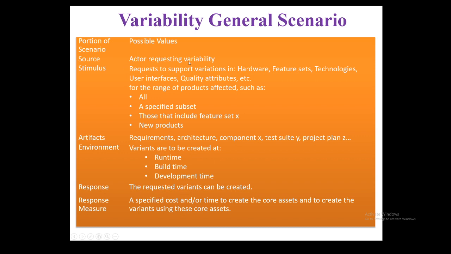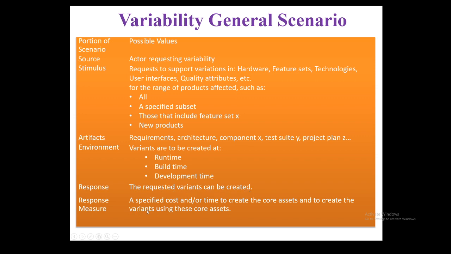According to that, here the source will be the actor requesting the variability. The stimulus should have variations in hardware, feature sets, technologies, user interfaces, like that. Artifacts tell about the requirements, architecture, component, test suite, and the project plan. Environment: the variant could be created at runtime, build time, or development time itself. Response should be that the requested variants can be created.